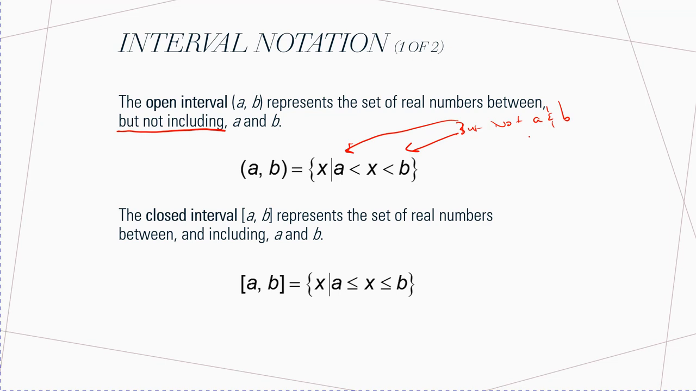Then this other thing that's a little different is the closed interval, and it has these brackets. The closed interval represents the set of real numbers between and including a and b. So whenever you see something with these brackets, it's all x such that x is between and including a and b. So a is less than or equal to x, less than or equal to b. So including a and b.